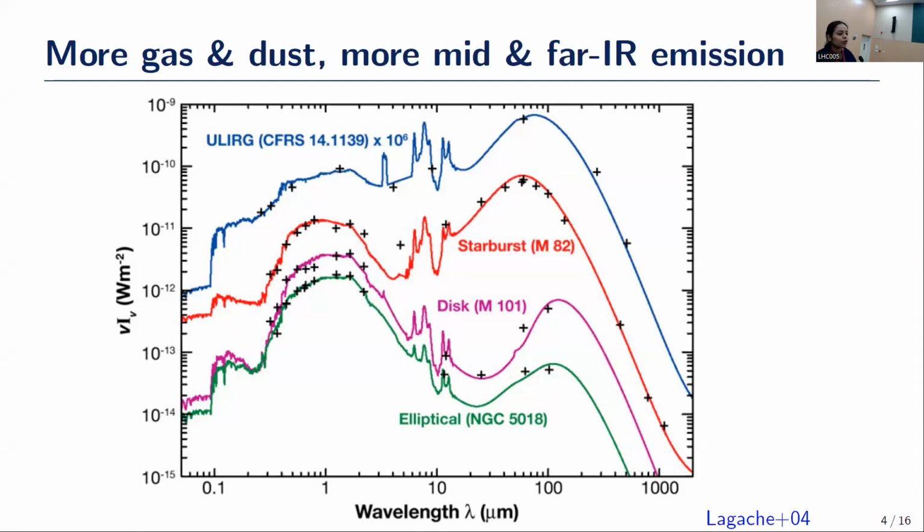So more UV, more optical radiation. So you can see that the more is the emission in the optical, in the UV, the more is the star formation, the more is the emission in the middle and infrared part of the spectrum for the galaxy. So this is the SED, spectral energy distribution of the galaxy.